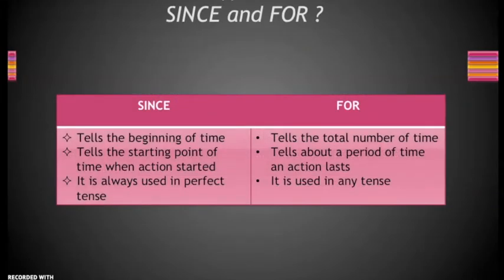What's the difference between since and for? Since and for differ in the following points. Since always tells the beginning of the time, while for is used to tell the total amount of time. Since is used for the starting point of the action, while for is used to tell the period of time an action lasts. Since is always used in perfect tense, while for is used with any tense.